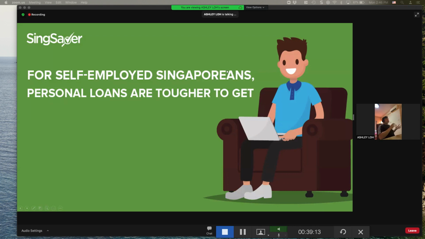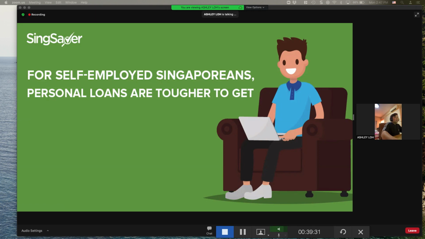Basically, for self-employed, now I'll be touching on self-employed. Self-employed is the most troublesome one, because people like us agents, we always get our income cut for no bloody reason, but no choice. So personal loan, property loan, everything all tougher to get.